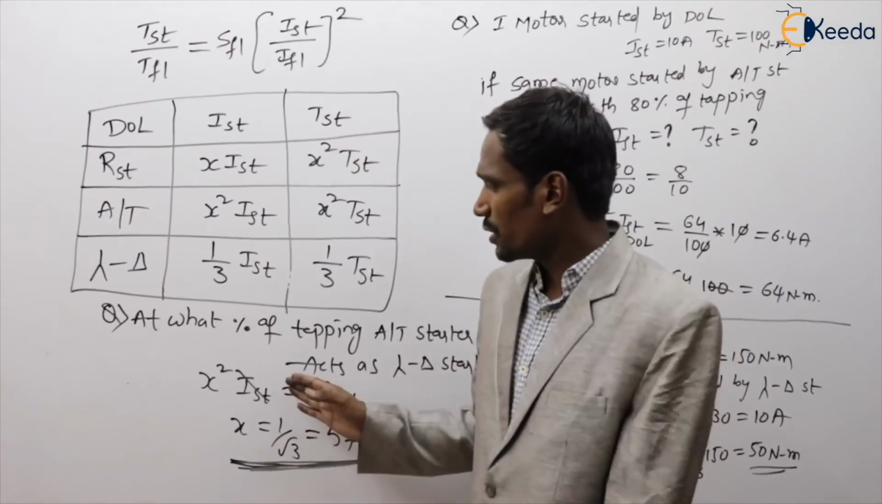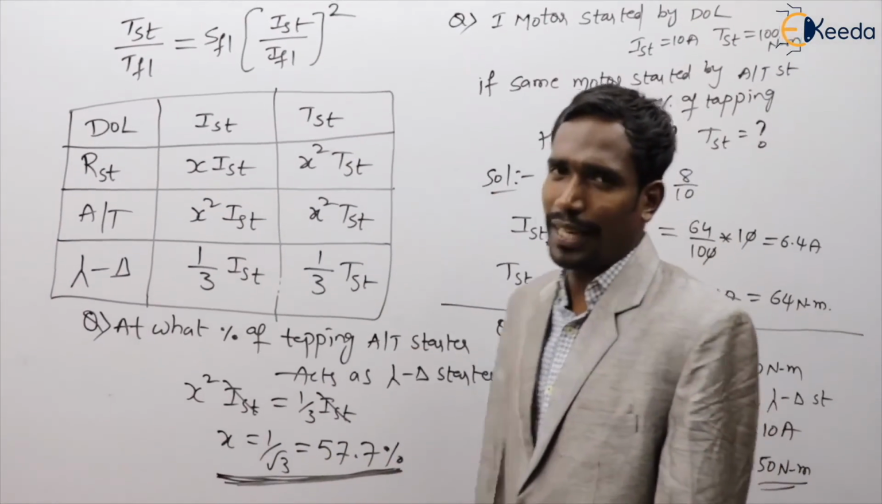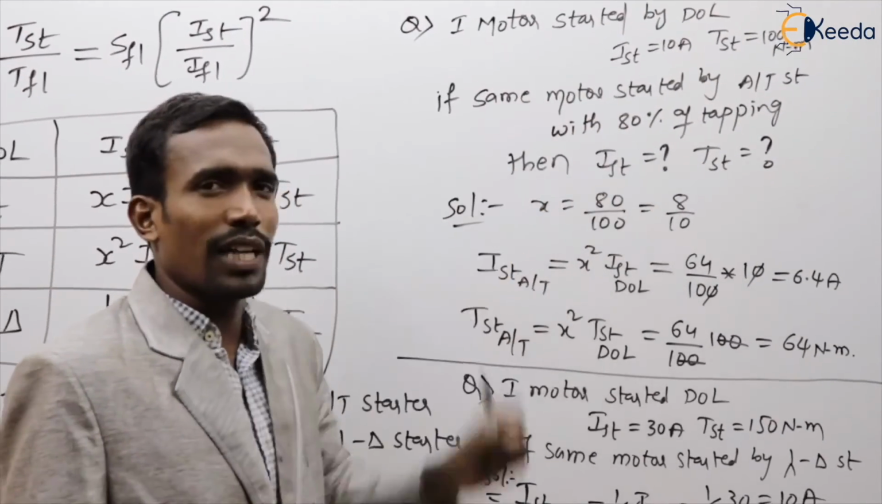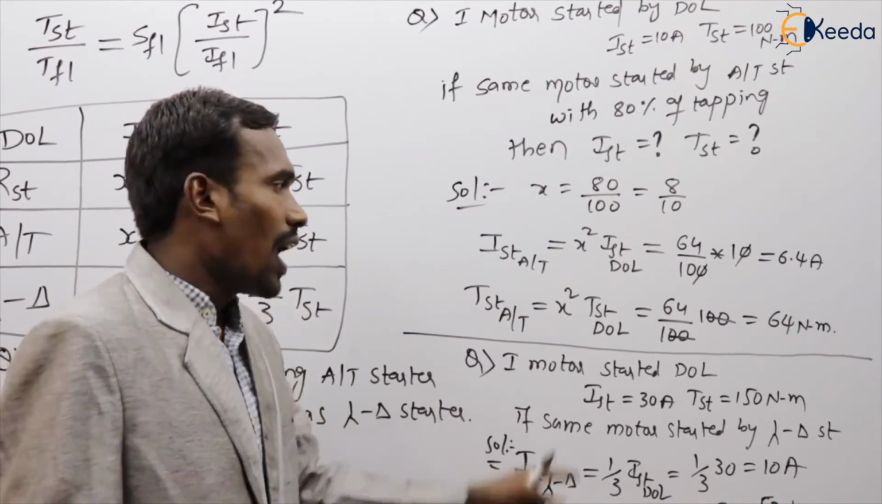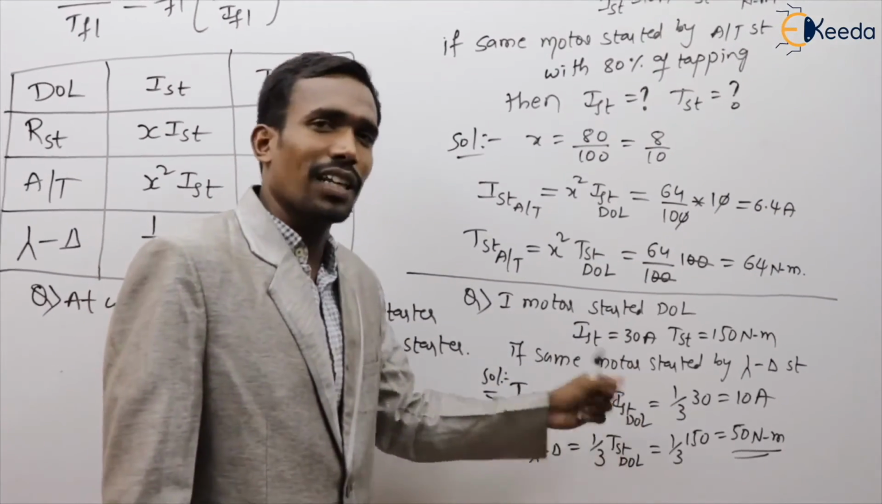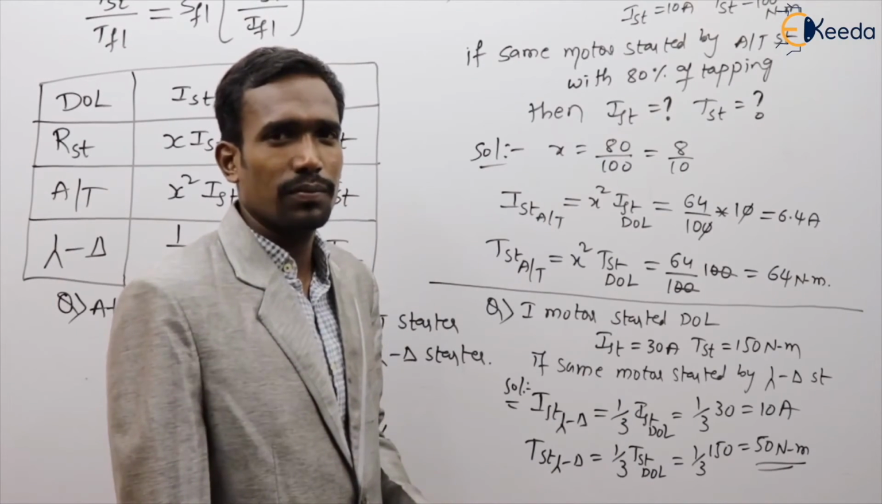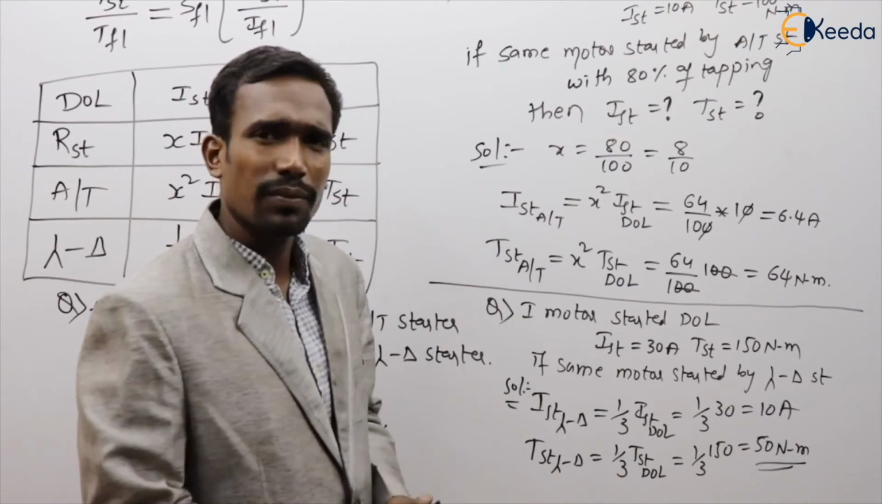What is the first question? At what percent of tapping are both the same? 57.7. DOL starter to the auto transformer starter, and DOL starter to the star delta starter. These are the questions they are asking.